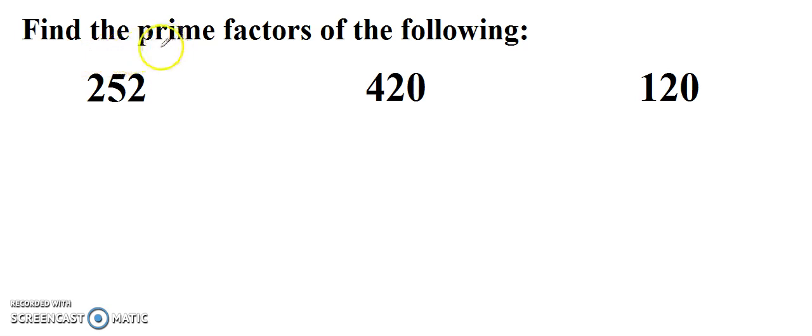Now, we're going to look at my favorite method of finding prime factors of a number, and that's called the ladder method. The reason it's called the ladder method is because it looks almost like a ladder. But anyway, let's go on and get onto it. We've got three different numbers that we need to find the prime factors of.